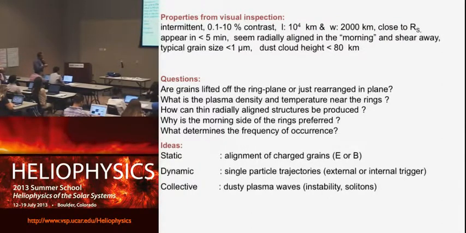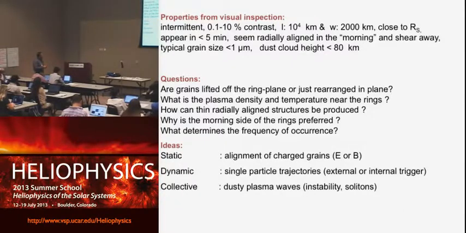So people had a whole zoo of questions. Are they just realigned? Is there some kind of magic where we have elongated grains and they do something with our images? Is the plasma density and temperature anywhere near enough to have electrostatic lofting or some electrostatic effect, and so forth? Why in the morning? What determines the frequency of their occurrence?